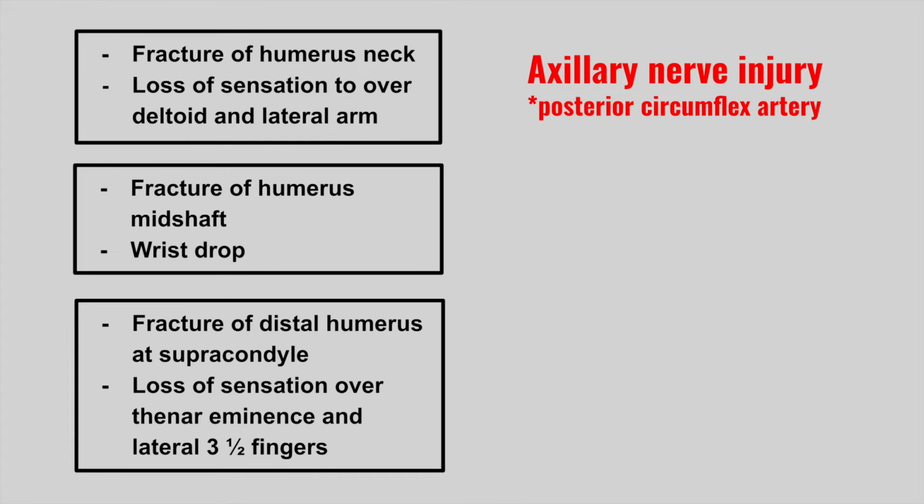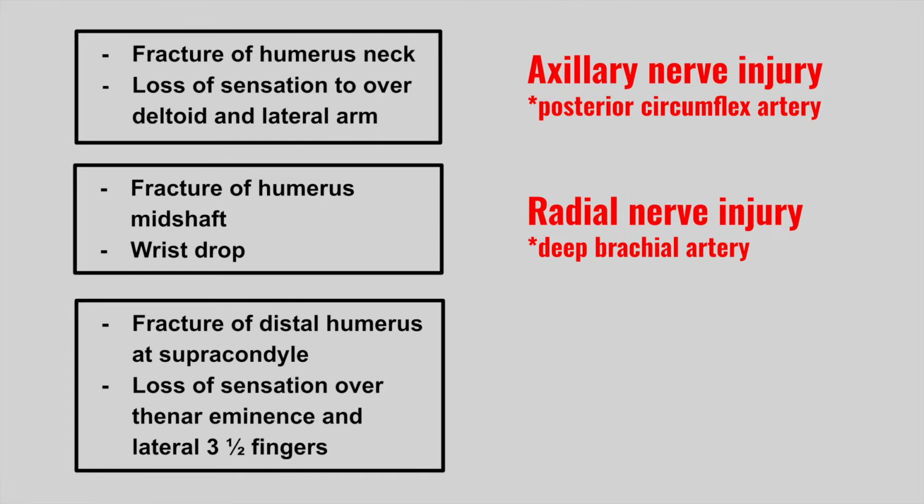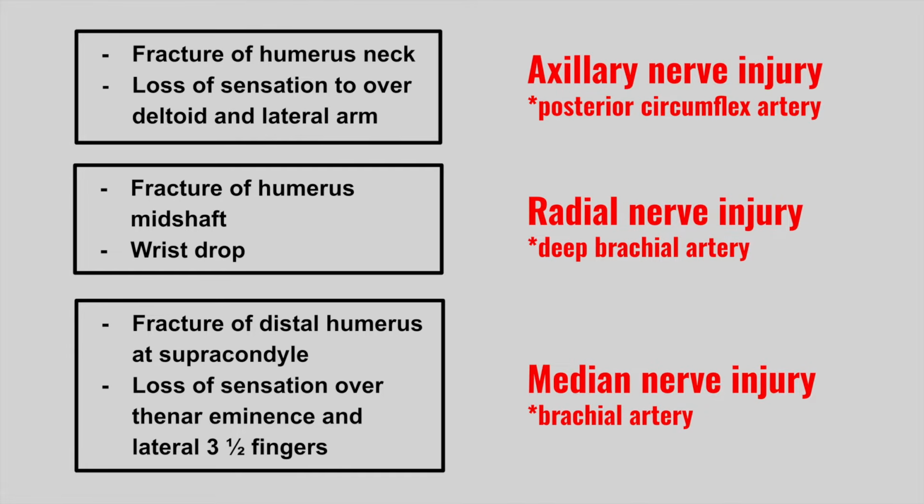Next, a patient's going to fracture the humerus midshaft and they develop a wrist drop. So this is a radial nerve injury, and it's associated with the deep brachial artery. Next, we're going to have a fracture of the distal humerus at the supracondylar region, and there's a loss of sensation over the thenar eminence and the lateral 3.5 fingers. So this is a median nerve injury, and remember, this one is going to run with the brachial artery.